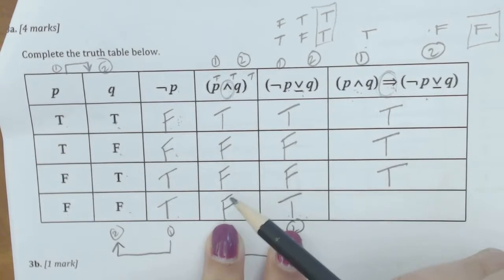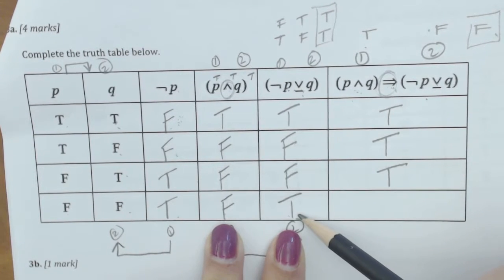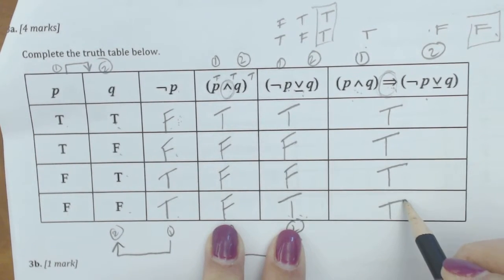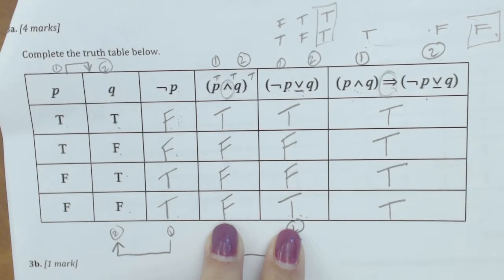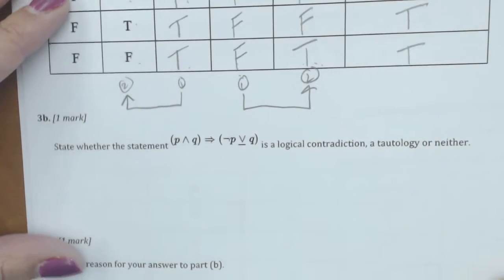False, then true. Can we have that? Yes. This situation didn't come up, so we're good. We look, we see all true. I bet you the next question is going to be about a tautology, don't you?